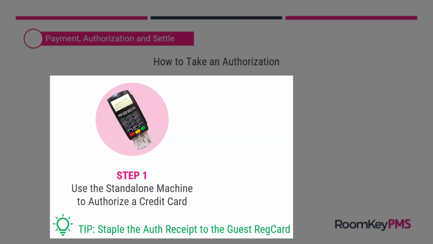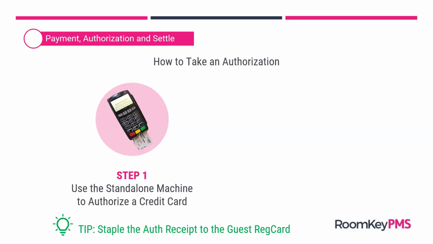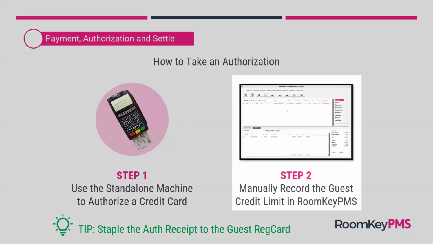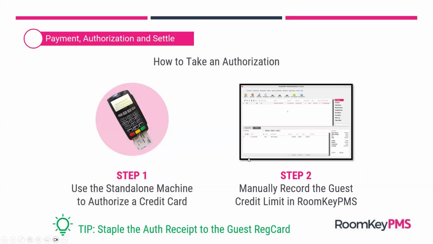And what I typically recommend our clients to do is staple that authorization receipt directly to the guest registration card, which is filed at the front desk. That just gives you a more concrete record of that authorization so that it can be used to refer to and review whenever you are managing the credit limit in Roomkey itself. Once you have authorized the credit card on the standalone credit card machine, the next thing that you'll do is manually record the guest credit limit in Roomkey. And I have a little video here that'll show you how to do that.